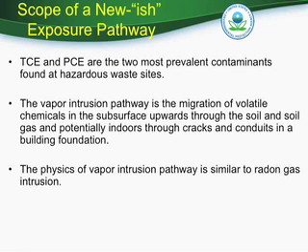The vapor intrusion pathway is the migration of these volatile chemicals, such as TCE and PCE, in the subsurface, so it could be in the soil or in the groundwater, and its migration upwards through the soil and soil gas, and its ability to potentially enter into the overlying buildings through cracks and conduits and so forth.